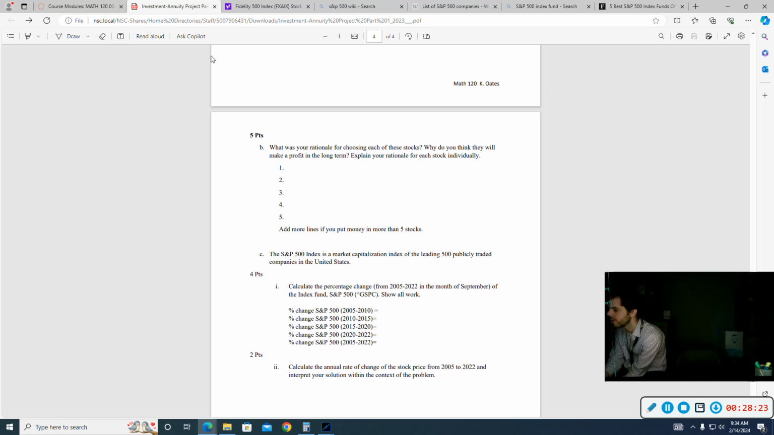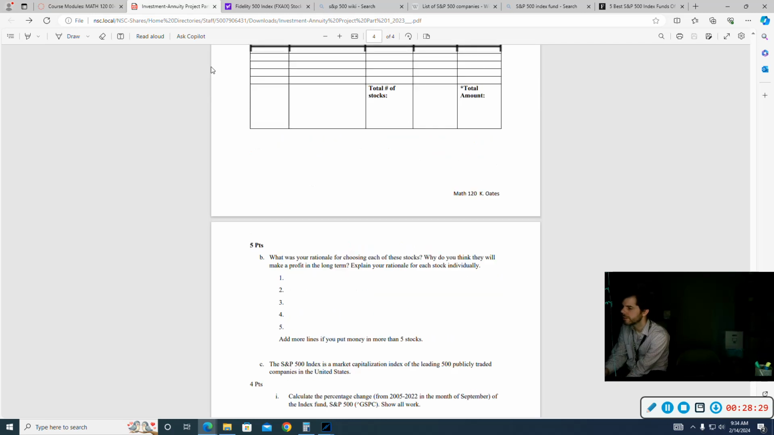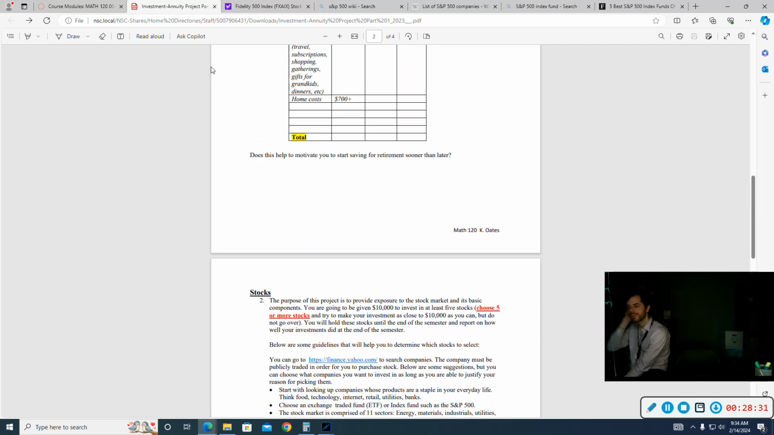Okay. It has you do a little thing with the S&P 500, looking at historical rates. And yeah, that should give you enough to fill out your project.